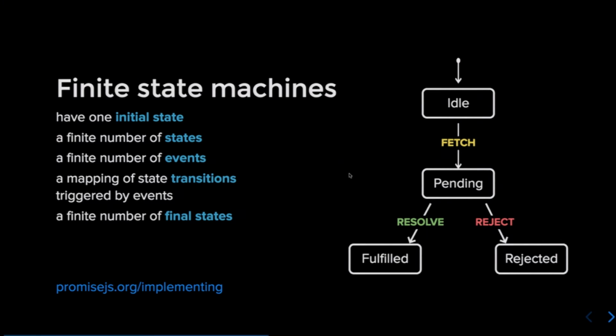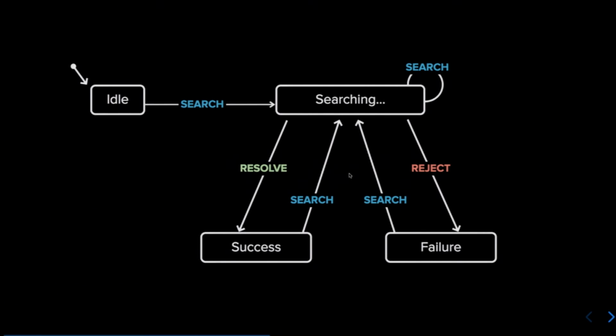And then you have a finite number of final states, which we're not going to talk about too much just because user interfaces can be continuous. We could just keep using them, and it's not like it says, all right, you're done using it. Go uninstall Instagram or whatever, because you're not going to need it anymore. And by the way, if you go to promisejs.org/implementing, it's going to say promises are just a state machine. So that should give you a big clue of what we're working with here.